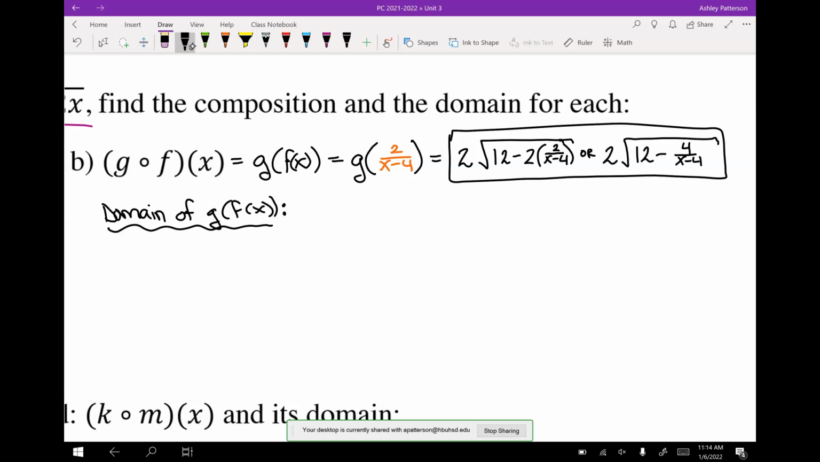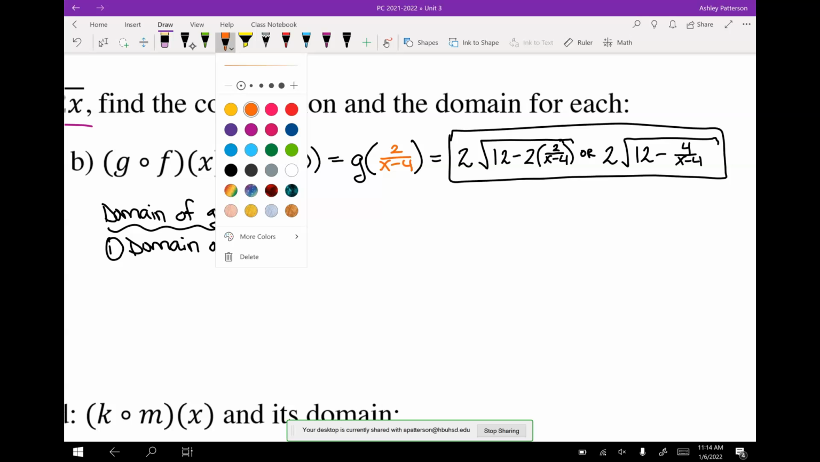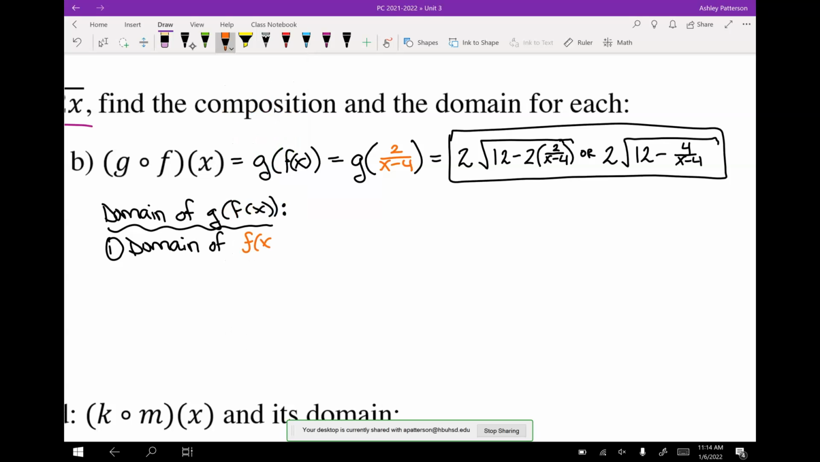Step number 1, find the domain of the inside function. So we're going to find the domain of f of x. And we actually already found it in A. We know that it's all real numbers except x cannot equal what? So this has to be included in our final answer.